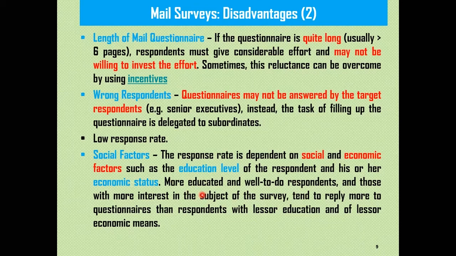What is an unengaged response that we have normally seen? It is that in certain questions, people fill in one across the whole questionnaire, or five, or three. It gives you a clue that the respondent was not engaged, was in a hurry, and just filled out either one throughout, or five throughout. So these are some of the disadvantages.